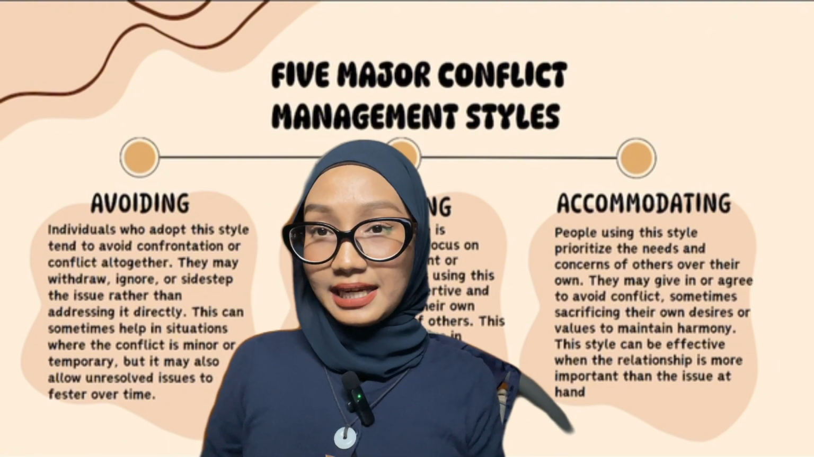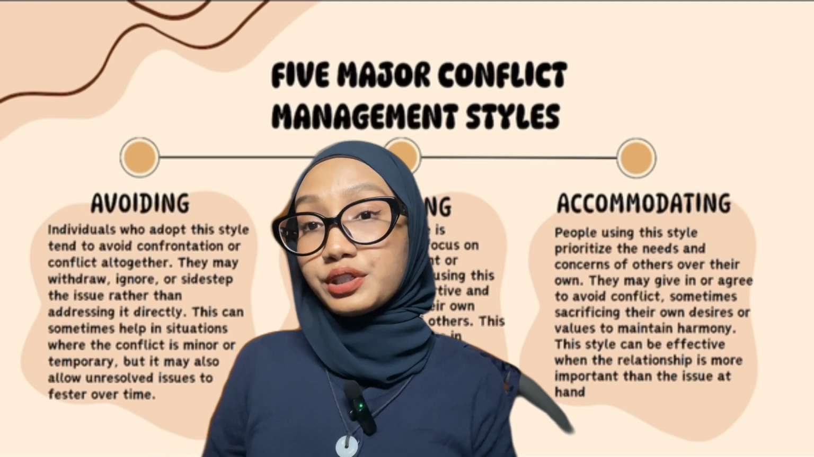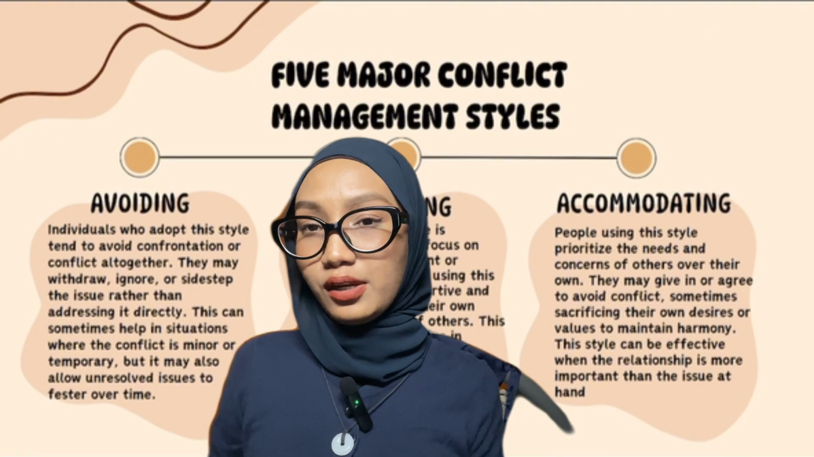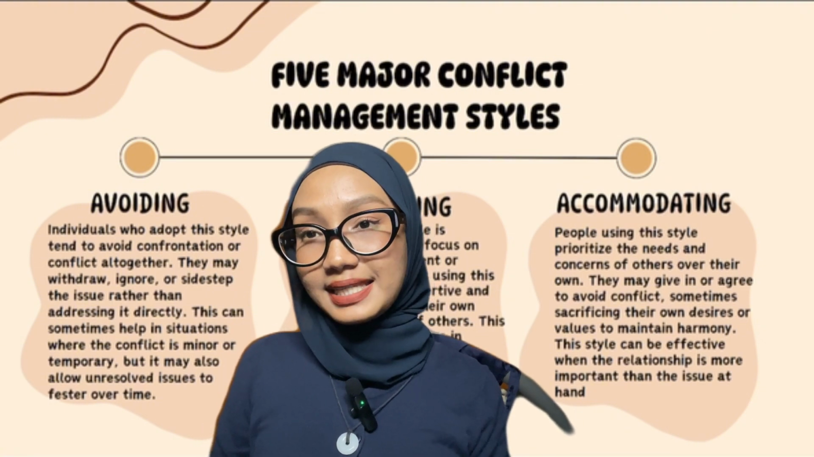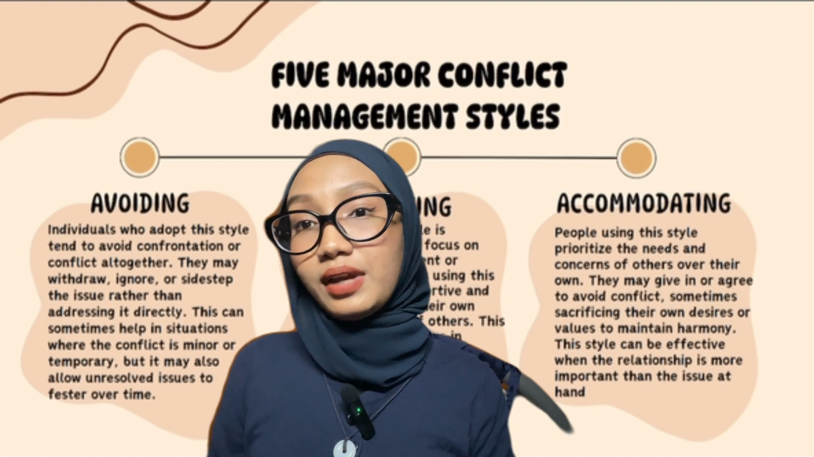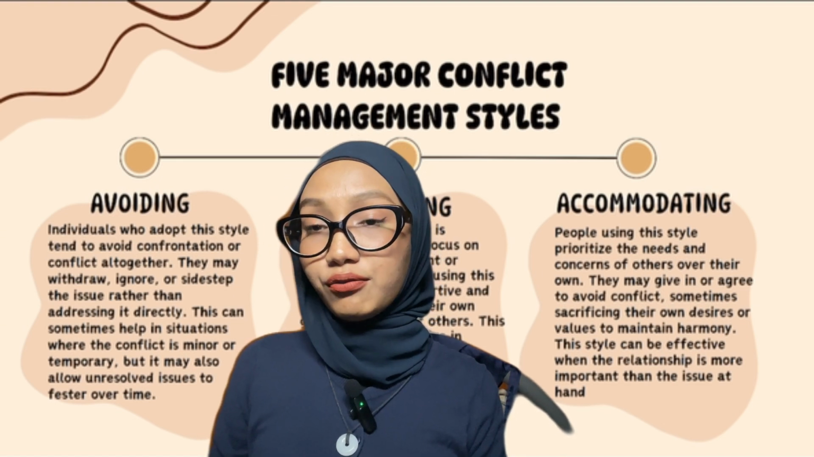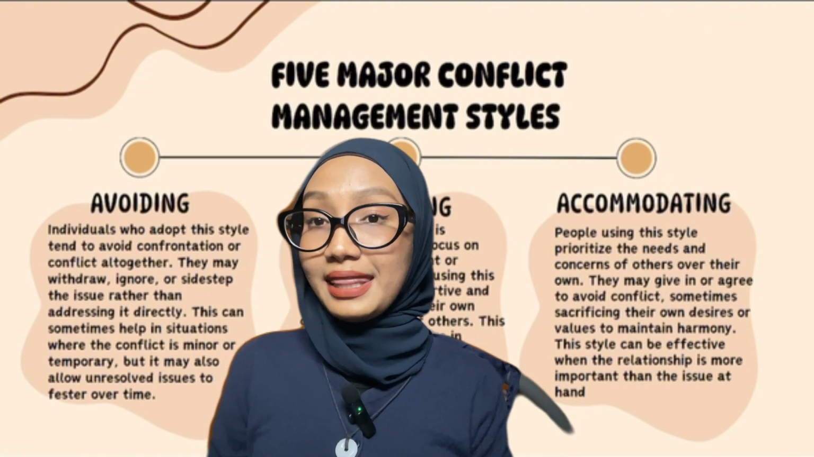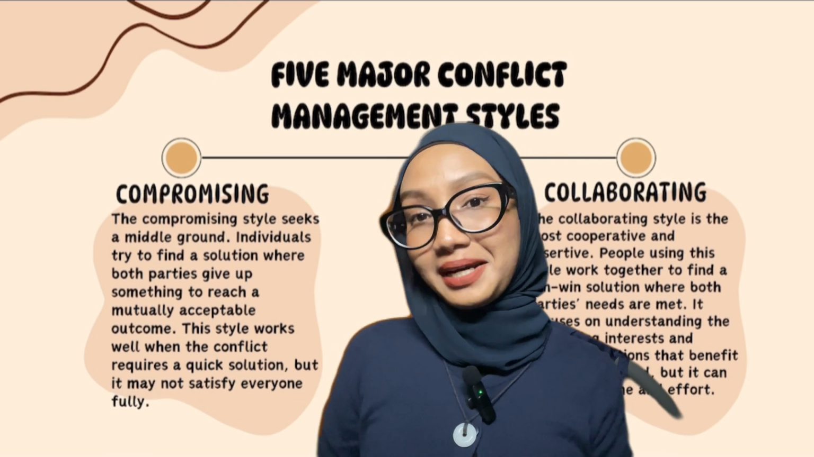So the third one is accommodating. People who use this style prioritize the needs and concerns of others over their own. They may give in or agree to avoid conflict, sometimes sacrificing their own desires or values to maintain harmony. This style can be effective when the relationship is more important than the issue at hand.